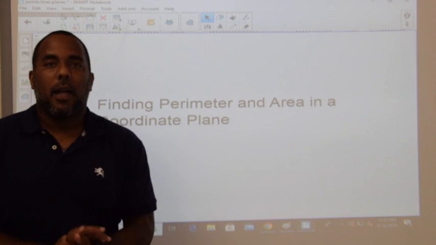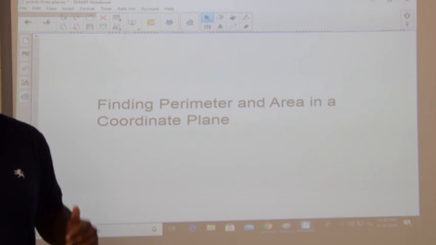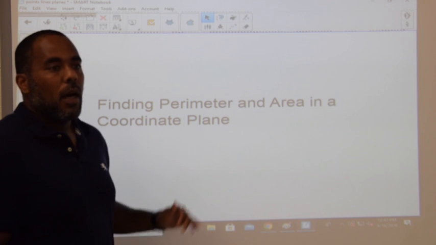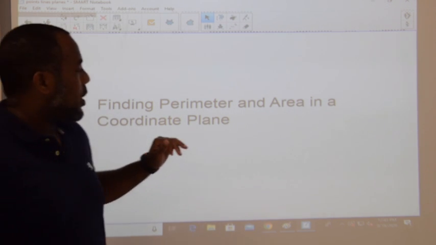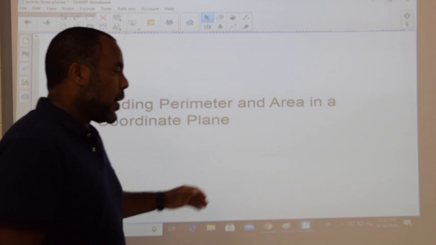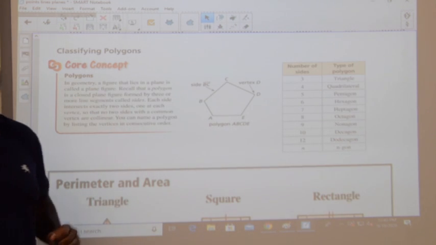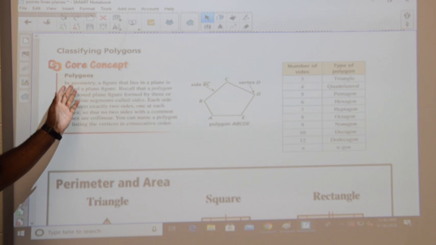Finding perimeter and area in a coordinate plane. So today we're going to be able to find the area and the perimeter in a coordinate plane. We are going to look at using the distance formula to help us, understanding that a coordinate plane is like a nice little grid.